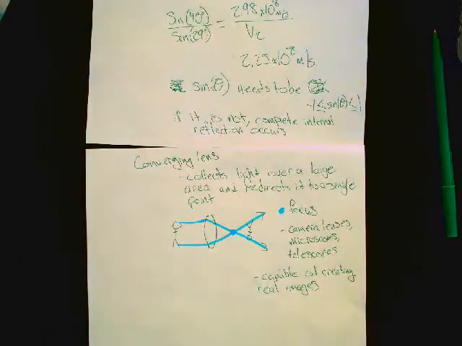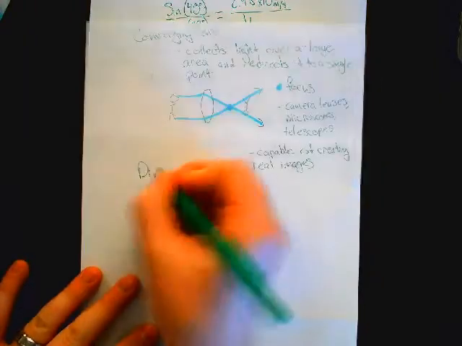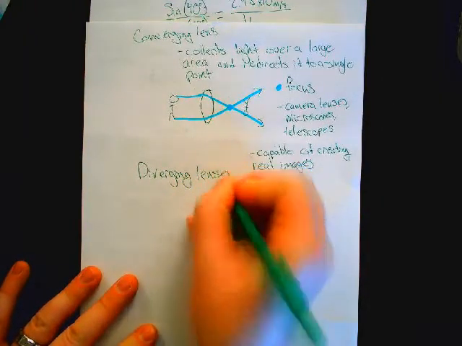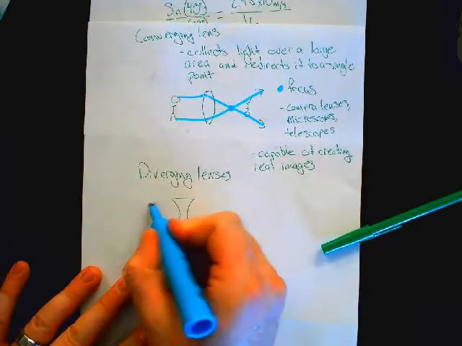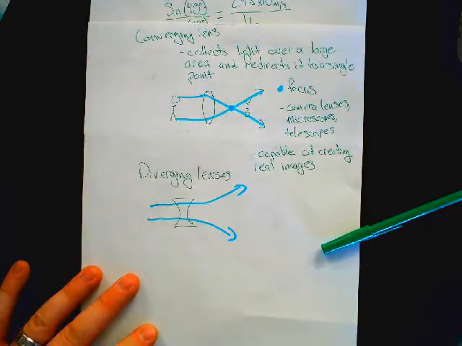All right, the other kind of lens that we see are diverging lenses. A diverging lens takes incoming light and spreads it out. Oh, that was a terrible drawing. Again, using refraction.